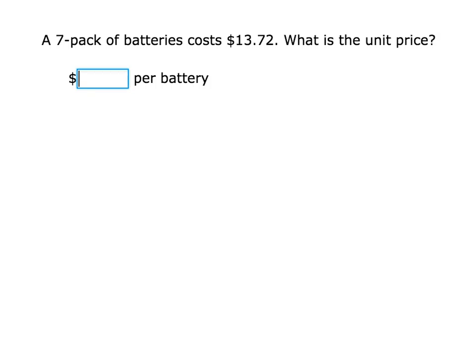So this is the first type of example you'll see as you tackle IXL J K2. They'll give you a price, and they'll give you how many items you're buying for that price, and your job will be to convert the ratio, $13.72 for 7 batteries, into a ratio that'll tell us how many dollars that is for 1 battery.